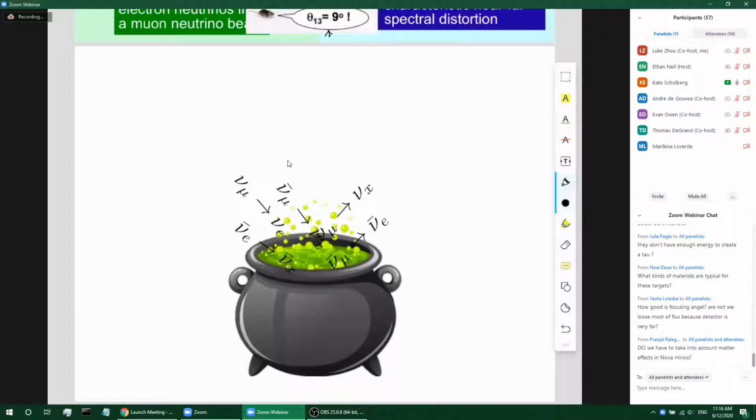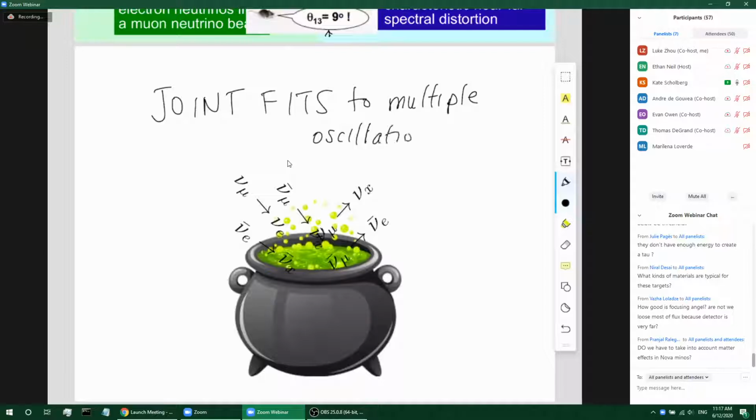But now it's all about throwing all the information into a big pot and fitting it all, and really joint fits to multiple oscillation channels is the thing to do. And in fact, even in a single experiment like T2K, we do joint fits to multiple channels, not just a single set of data. There are multiple oscillation effects. So this is how we now extract the information.